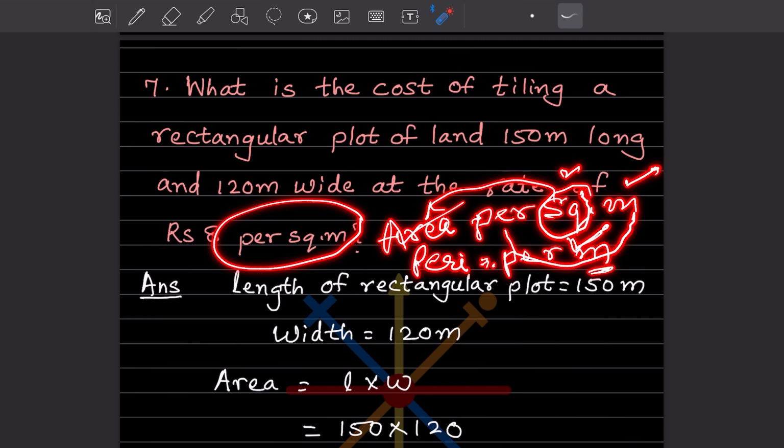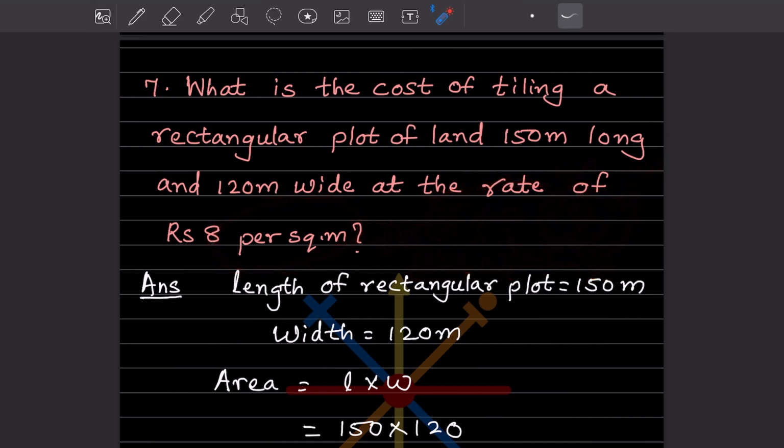There won't be a square. So in that case, because they directly didn't ask what will be the perimeter or what will be the area, many of them get confused. What should I do? So just remember the square. This is very important. Square means you have to find the area. Hope you got this one.